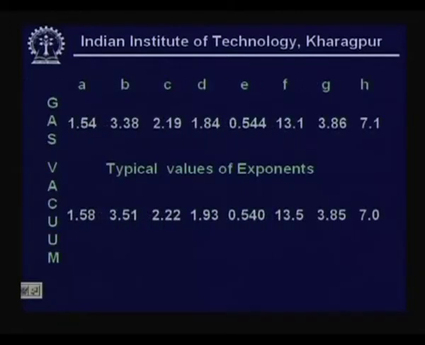Now, let us look at some typical values. There are typical values for all these, A, B, C, D, E, F, G, H, given for a typical gas lamp. What is a gas lamp? A gas lamp is a tungsten lamp with an inert gas enclosed in the envelope. What does the gas do there? It avoids vaporization of tungsten, which in turn could cause blackening of the bulb, and blackening of the bulb is totally avoided.